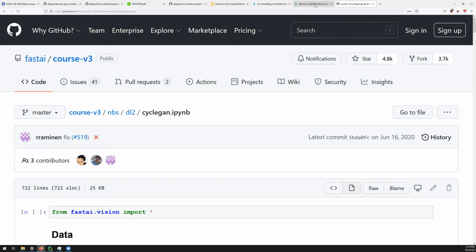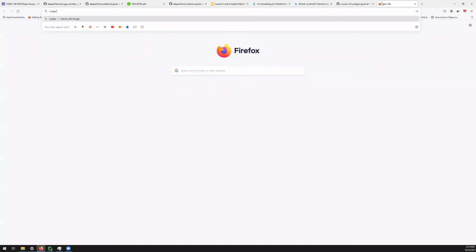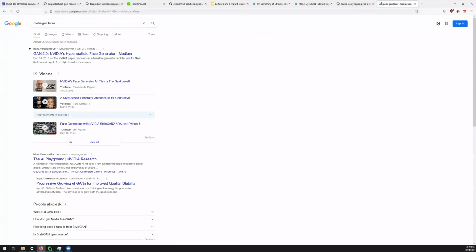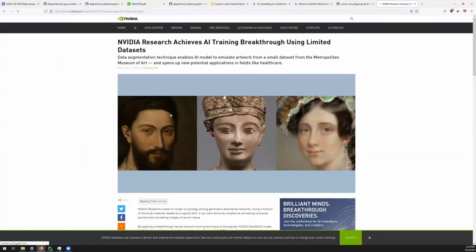Yeah, and there's also a whole bunch of new papers on GANs. I think NVIDIA published a paper on GANs, right? So let me go back to Google, GAN faces or something like that, 2020. Anytime past year. Yeah, this one, achieves AI training breakthrough. I think they had the newer version of the face generator.